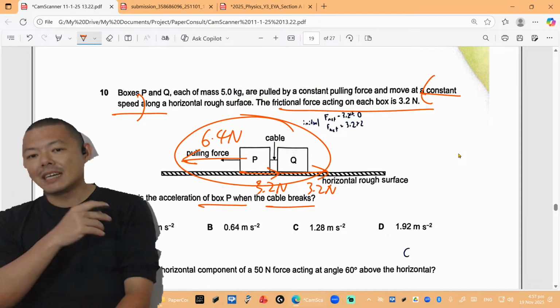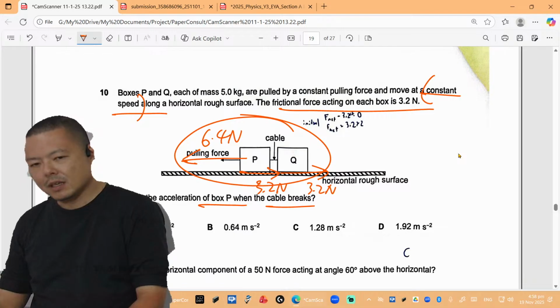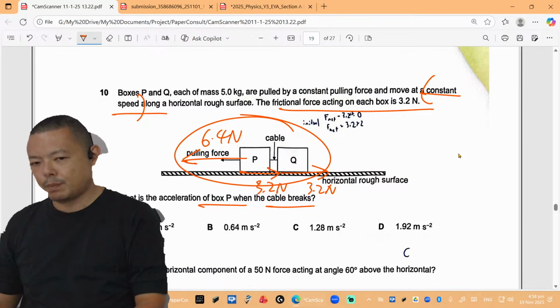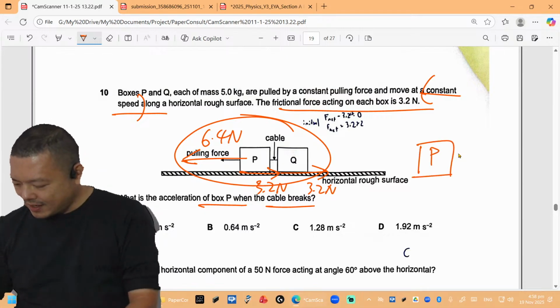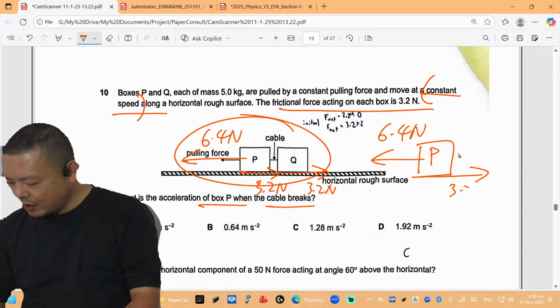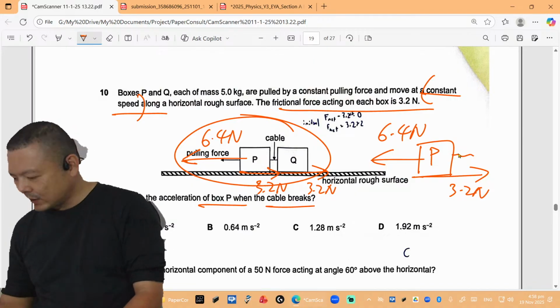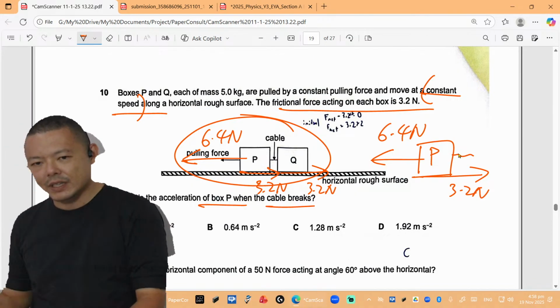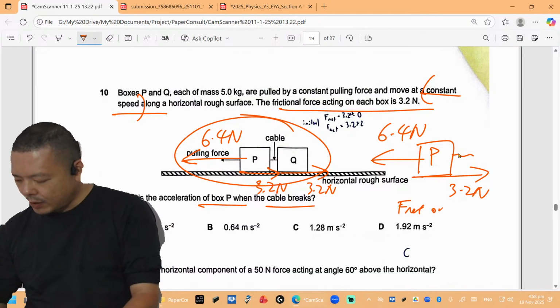But then somehow the cable breaks suddenly, due to some random reason, and then they ask you, what's the acceleration of box P? So P will be here, 6.4 newtons versus 3.2 newtons. The cable has broken, no more backwards force, so there's only these two forces. What's the resultant force acting on P? Fnet on P.